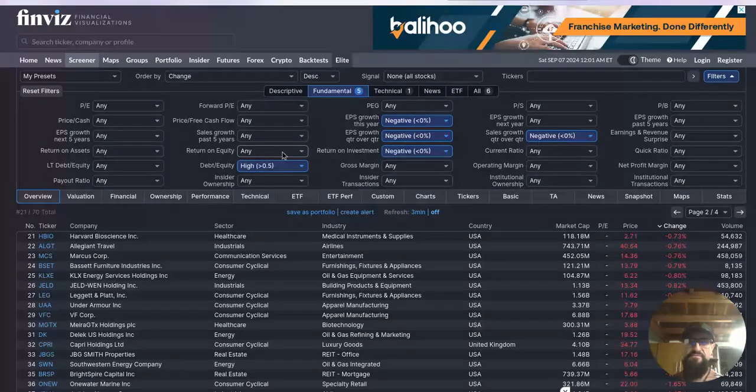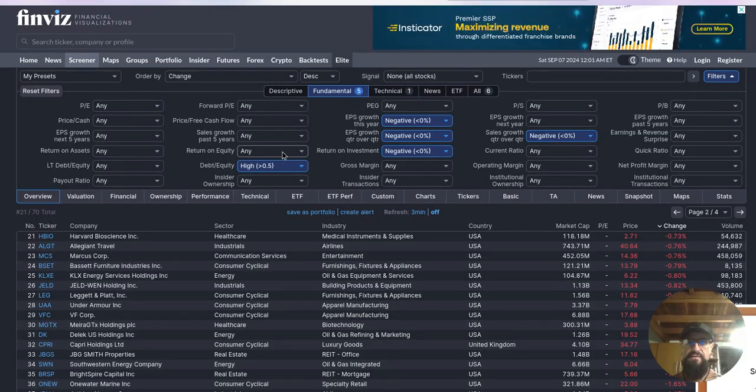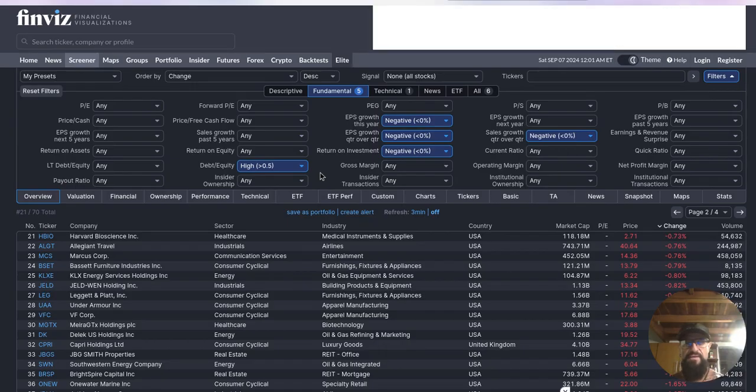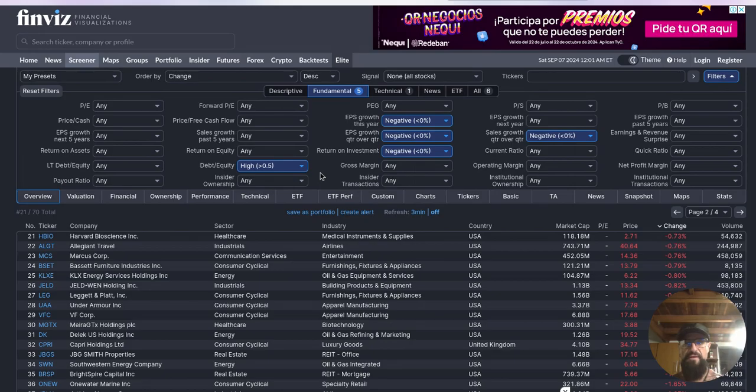How much debt they got, that could hurt them, and it comes into play too. Whether or not they are diluting shareholders by issuing more shares, that can be another problem. So like you see, you're gonna have to come up with your own criteria and come up with a list of companies to short sell.